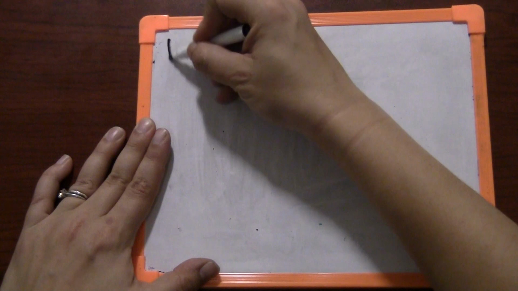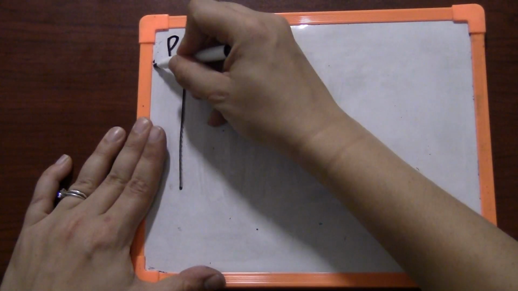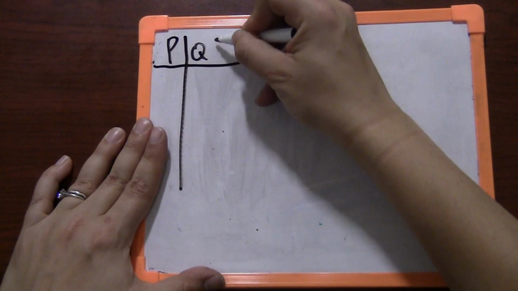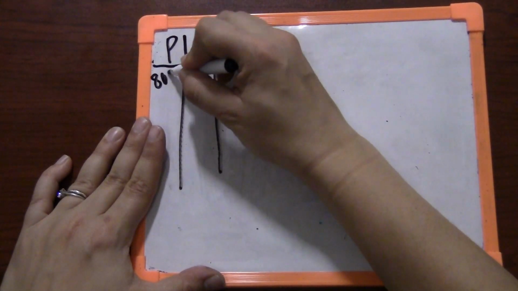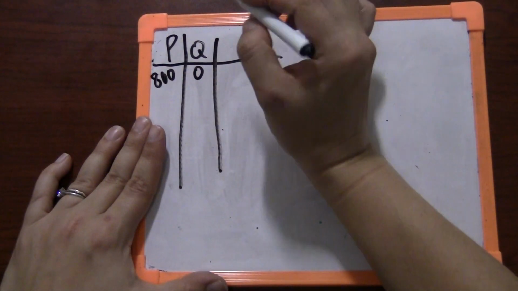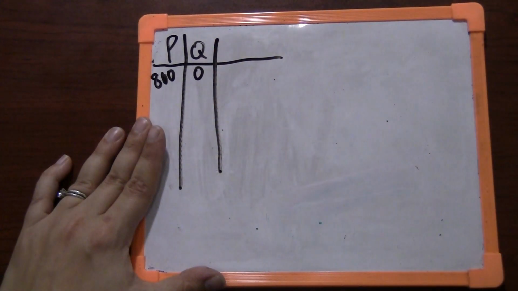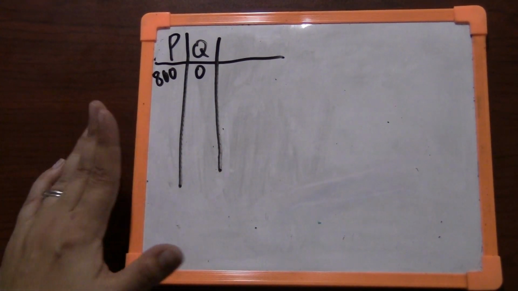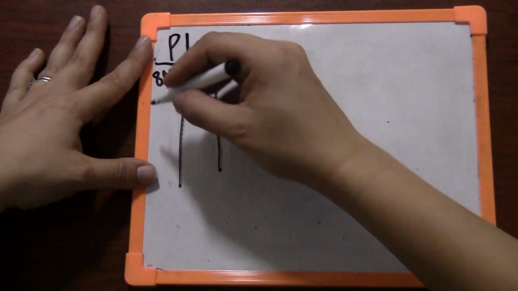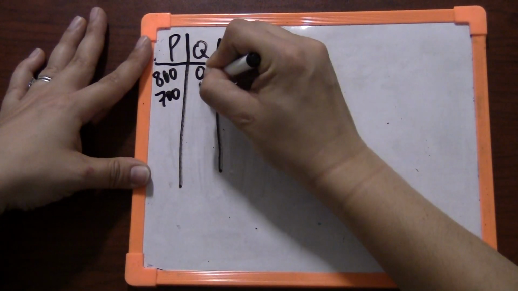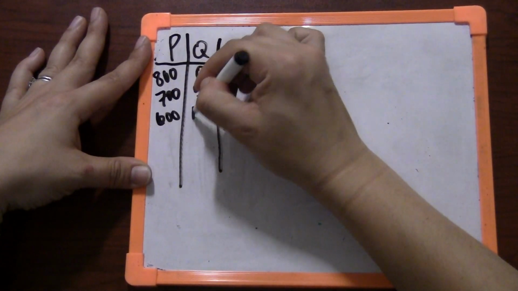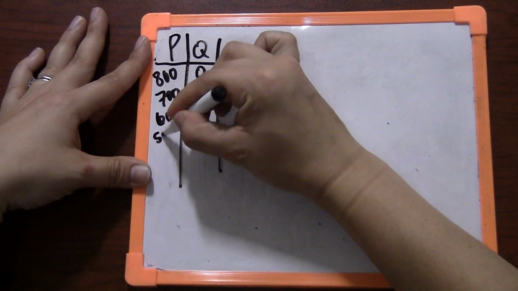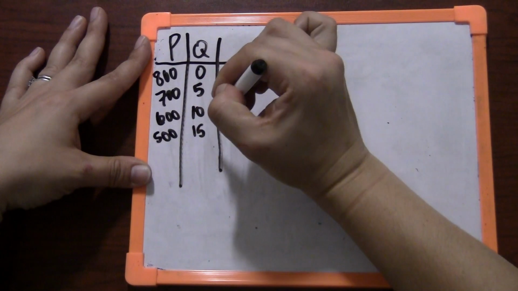They do some market testing, poll some consumers, and predict that if they charge $800, no one will buy it. This is when the smartphone is still new on the market. Nobody's really sure what they are yet. If they charge $700, maybe they think 5 people in our class will buy it. At $600, 10 people will buy it. At $500, 15 people will buy it.